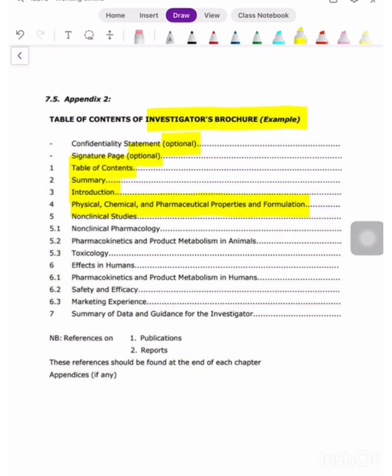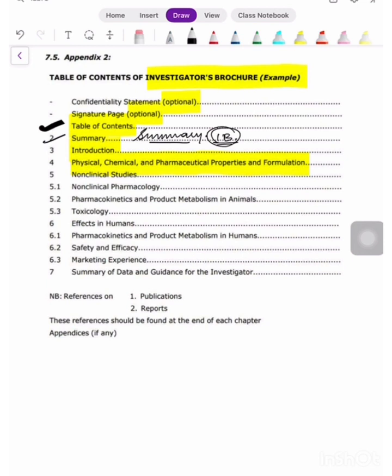So let's look at it logically. Firstly, we said the table of contents, okay, that had to come. Then we are saying summary. So we are providing a summary in the IB right in the beginning itself, not at the end. And after that the summary comes the introduction, which is quite obvious, that you would obviously introduce it.